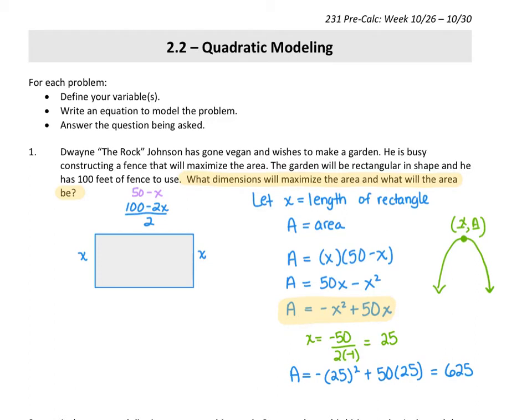Okay, so to answer our question, what dimensions will maximize the area? If the rectangle was 25 feet by 25 feet, that would give me a max area of 625 square feet. Okay, and you can see that every point on the parabola that we just graphed on the right side represents a possibility for the width of a rectangle, and then depending on what the width is, the y-coordinate represents the area. So the x-coordinate of every point is a possible width, and the y-coordinate of every point is the corresponding area depending on what that width is. And we found the maximum, which is the vertex.